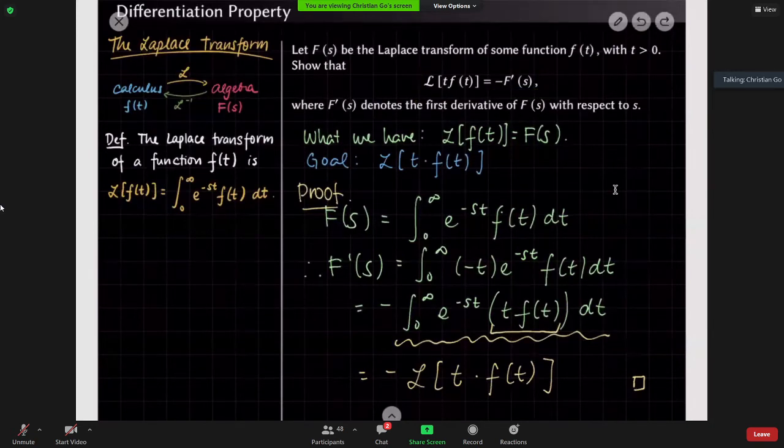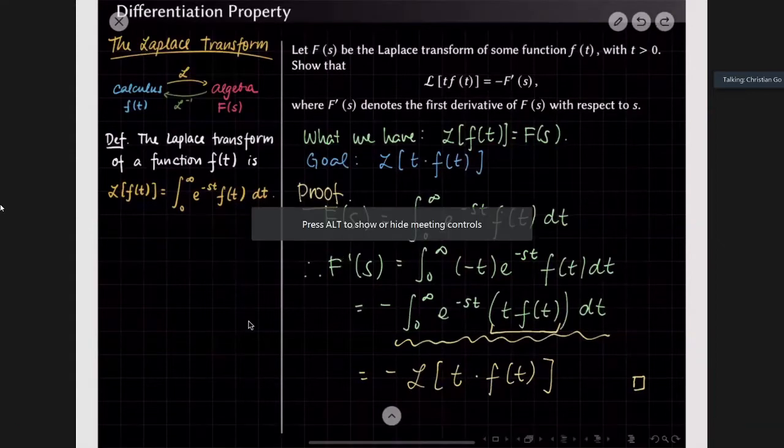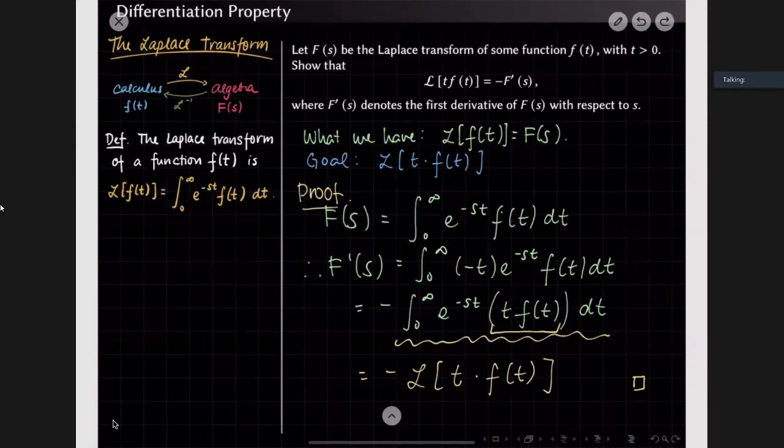So this is the only problem today that requires the definition of the Laplace transform. Everything else should be doable by our table. No questions. All right, so let's go ahead.